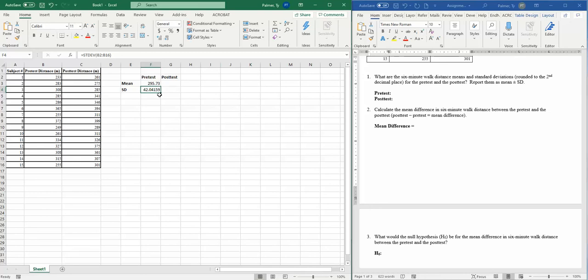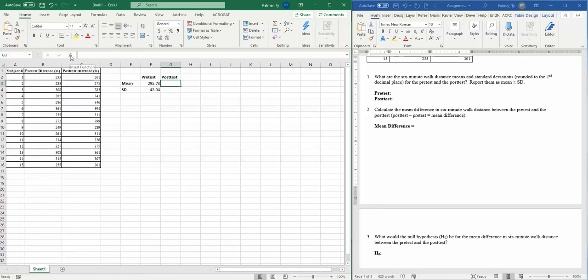Again, similar to the mean, we need to make this 2 decimal spots, round it to the first 2 decimal places. To do so, decrease the decimal to 2. Okay, again, 2 spots to the right of the decimal. Very good. Let's move on to the post-test. Same thing. Let's calculate the mean first.